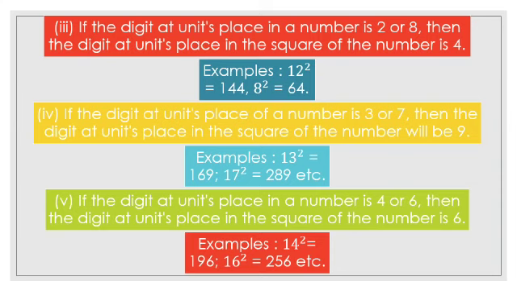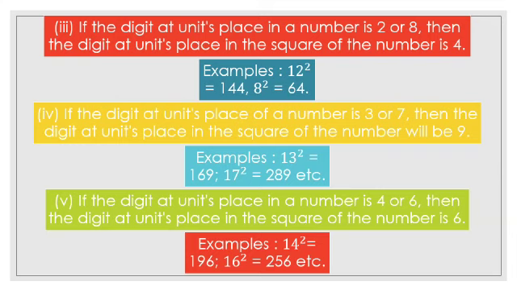Next, if the digit at the units place of a number is 3 or 7, then the digit at the units place in the square of the number will be 9. See here example, 13 squared equals 169 and 17 squared equals 289. Here you see that 3 and 7 are the units digits, and thus we get squares with units digit 9 in both of them.